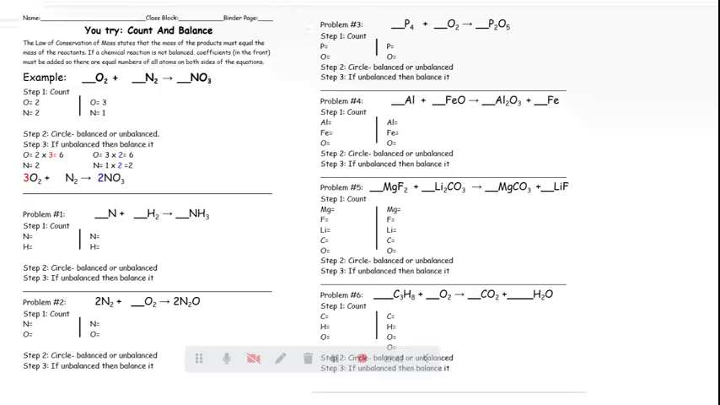There are a total of 6 problems I would like you to do. I would like you to show your work. I want you to show me how you count. I want you to circle if they're balanced or unbalanced. And if they're not balanced, I need you to then make them balanced. Okay. Please turn this worksheet in before you leave. This is going to be a grade.